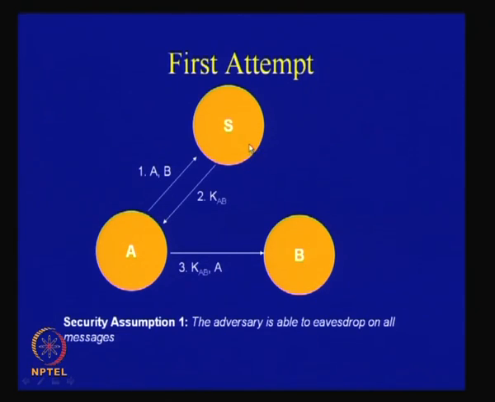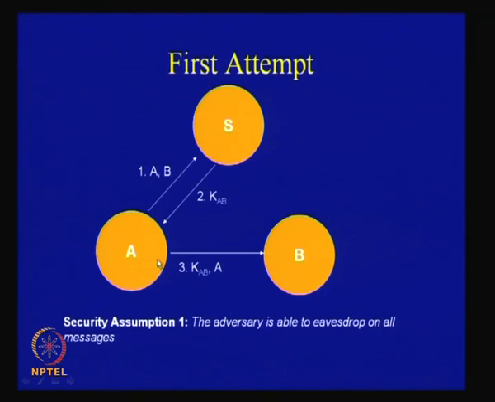In a very naive situation, S can directly send back KAB, and A can again send it back to B saying that okay, this is the key which S has sent me and we will use it for further communication. Now, obviously, you understand that this is a very naive protocol, and therefore, it can be subjected to various kinds of attacks.